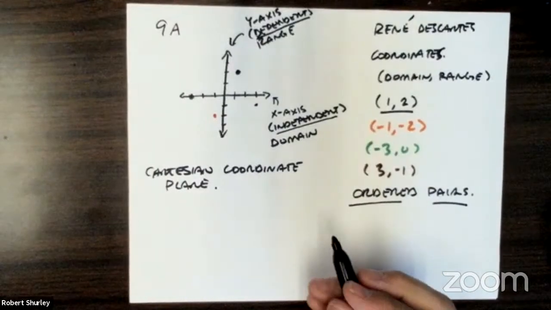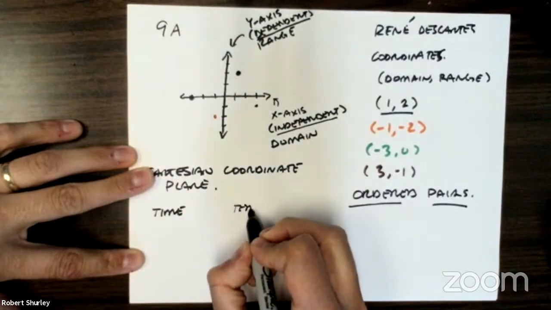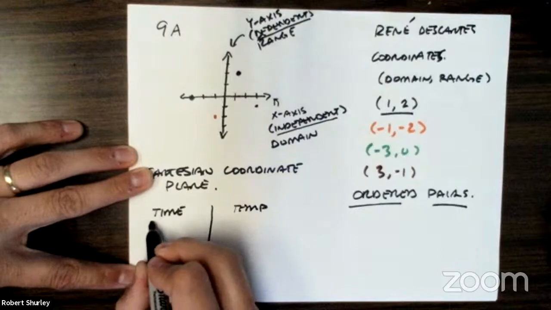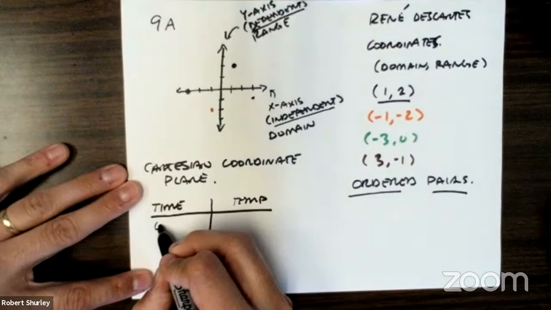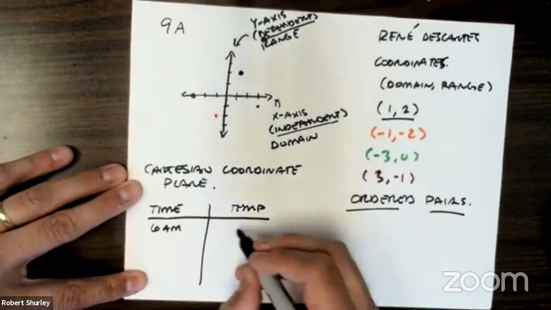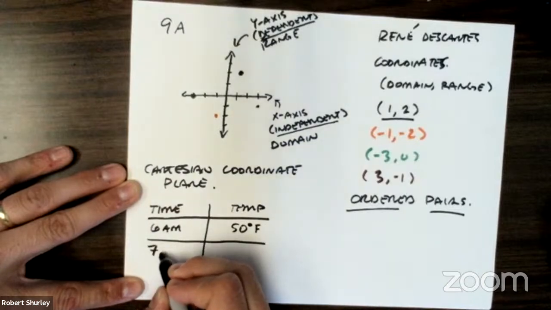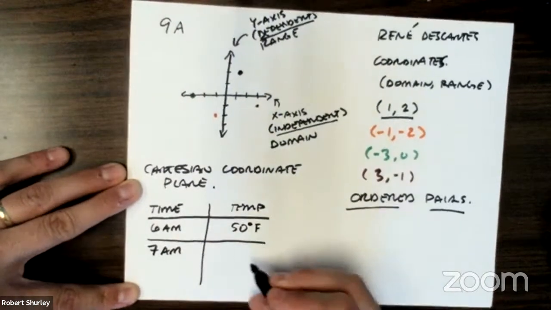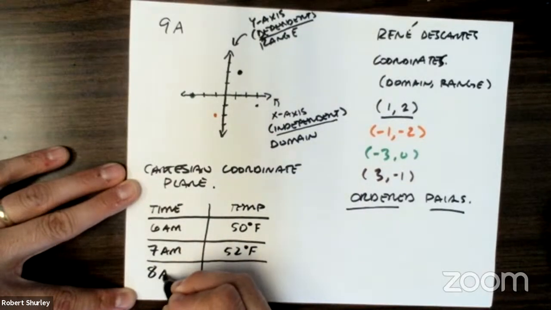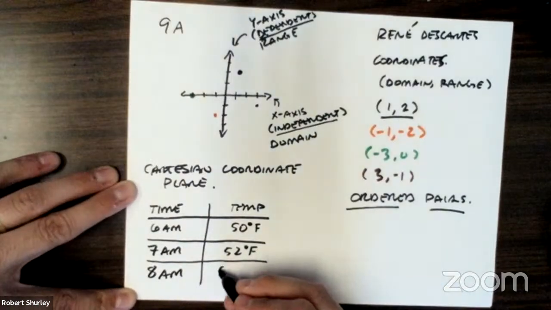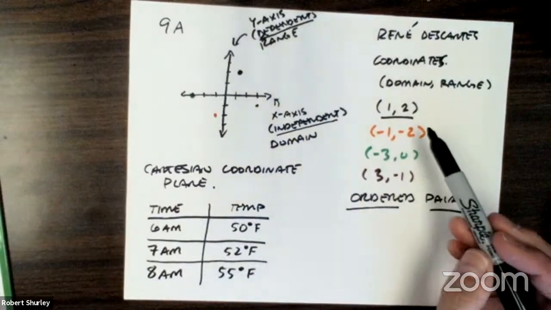Let's say we do 6 to noon. So we've got time and we've got temperature. And these are just ordered pairs. So it starts with 6 a.m. and it says the temperature is 50 degrees Fahrenheit. Okay. And then at 7 a.m., it's 52 degrees Fahrenheit. And then at 8 a.m., we'll just stop here, 8 a.m., it's 55 degrees Fahrenheit. Okay. These are examples of ordered pairs.